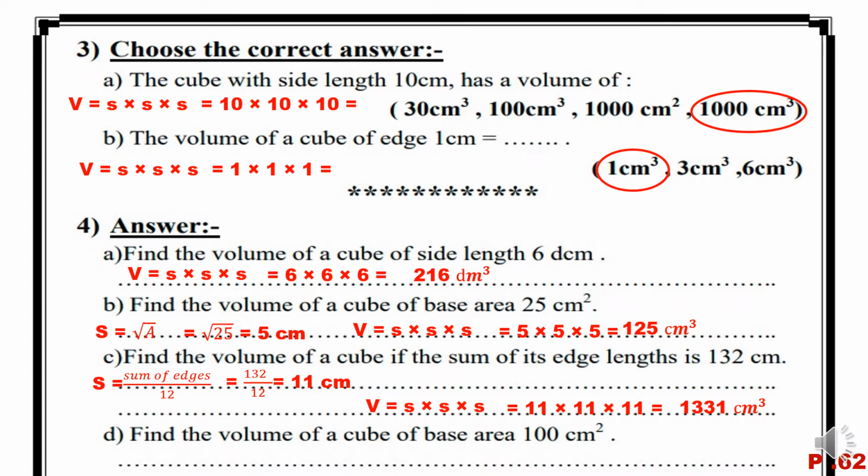centimeter cube. In letter D, find the volume of the cube of base area 100 centimeters squared. Okay, again, I want to find the volume. Volume equals side times side times side. I don't have the side here.